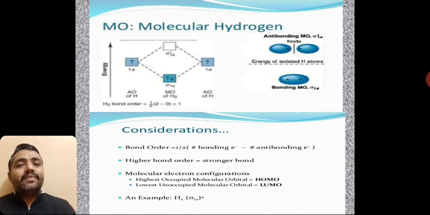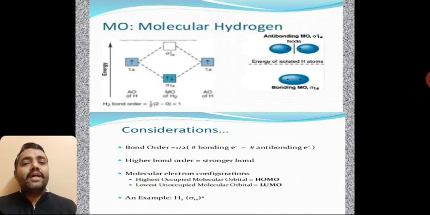You can calculate its bond order. The bond order of the H2 molecule is equal to the number of bonding electrons, which is 2, minus the number of electrons in the anti-bonding molecular orbital, which is 0. 2 minus 0 is equal to 2, divided by 2 is equal to 1. So the H2 molecule bond order is 1, means between the two atoms there is only one covalent bond. You can prove it according to molecular orbital theory. Another point, same bond order, how will you calculate? Higher the bond order, stronger the bond.